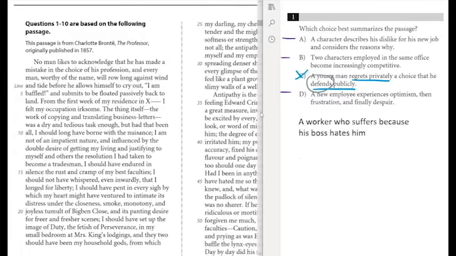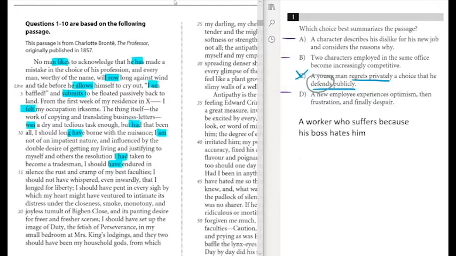Let's go ahead and look through the passage focusing on verbs. No man likes to acknowledge that he has made a mistake in his profession. Every man will row against the wind before he allows himself to cry, I am baffled, and submits to be floated back to land. From the first week of my residence, I felt my occupation irksome. The thing itself, the work, was a dry and tedious task enough, but had that been all, I should have borne with the nuisance. I am not of an impatient nature, and influenced by the desire of getting my living, and so on, the resolution I had taken to become a tradesman.